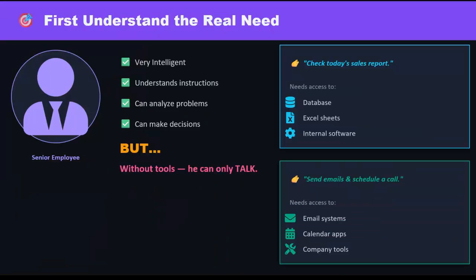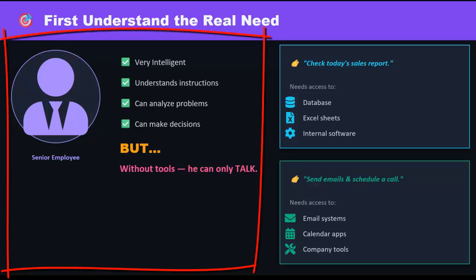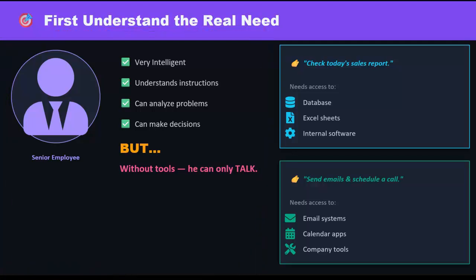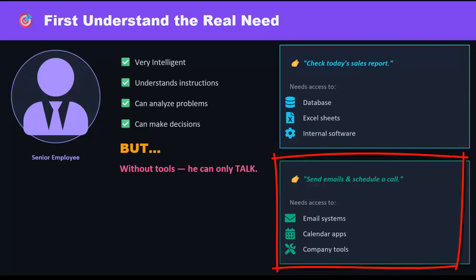So let's understand this with a simple real-world example. Suppose there is a senior employee in a company. This employee is very intelligent. He understands instructions, can analyze problems, and can make decisions. But even after having all this intelligence, without access to company systems and tools, he still cannot actually perform work, right? For example, if you ask him, check today's sales report, he needs access to database, Excel sheets, and internal softwares. Or if you say, send meeting emails and schedule a call, he needs access to email systems, calendar applications, and company tools, right?